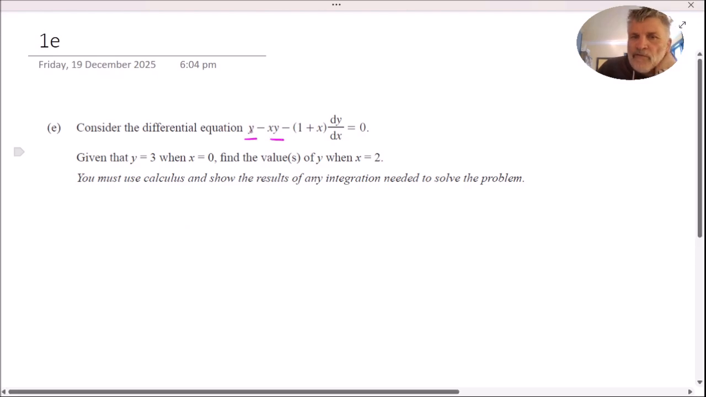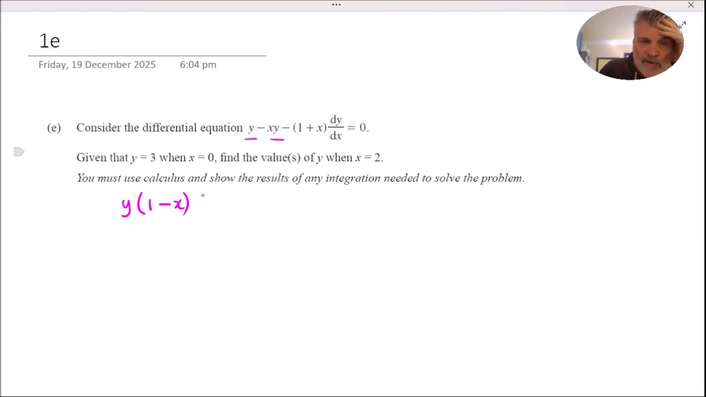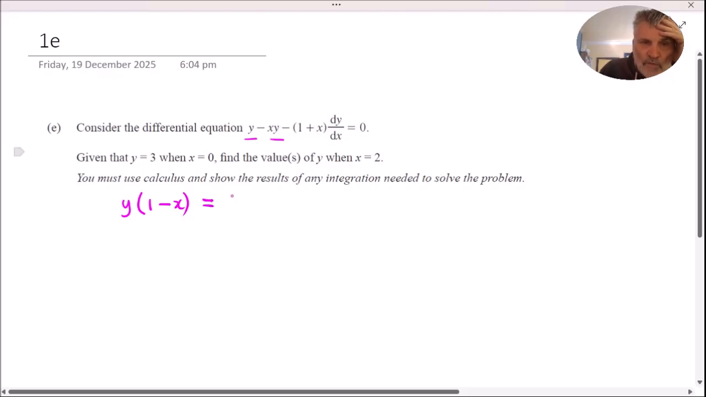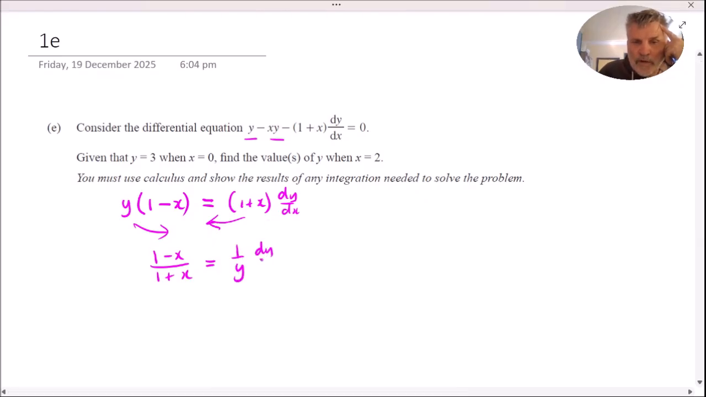These two terms have a common factor of y, so that suggests taking that common factor out. We want to keep the x's and y's on different sides. This is a minus, so I'm going to make it plus on the other side. So this is going to be equal to 1 plus x dy by dx. We can shift all of the x's over this way and the y's over this way, by dividing in both cases, so you get 1 minus x over 1 plus x equal to 1 over y dy by dx.